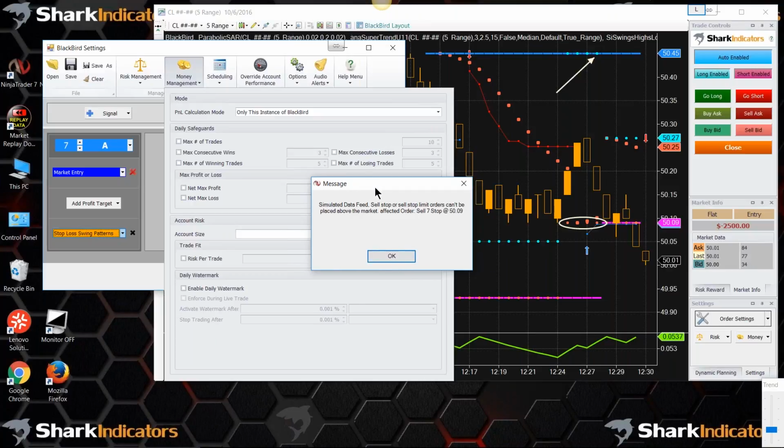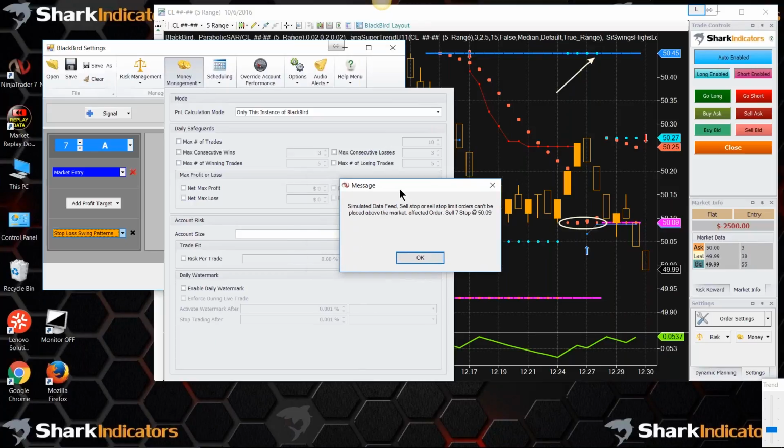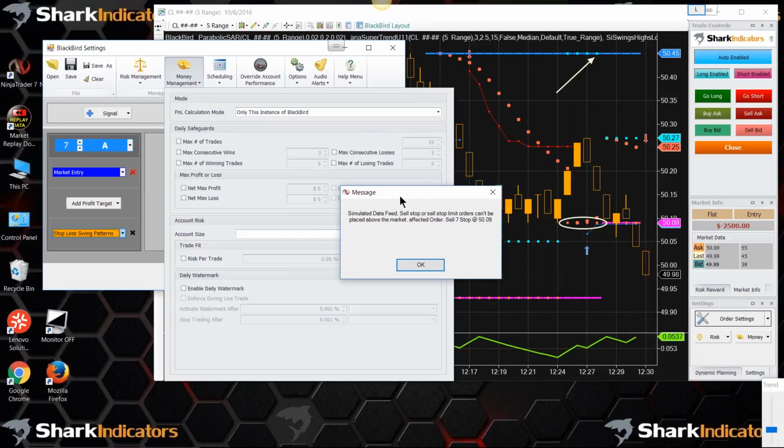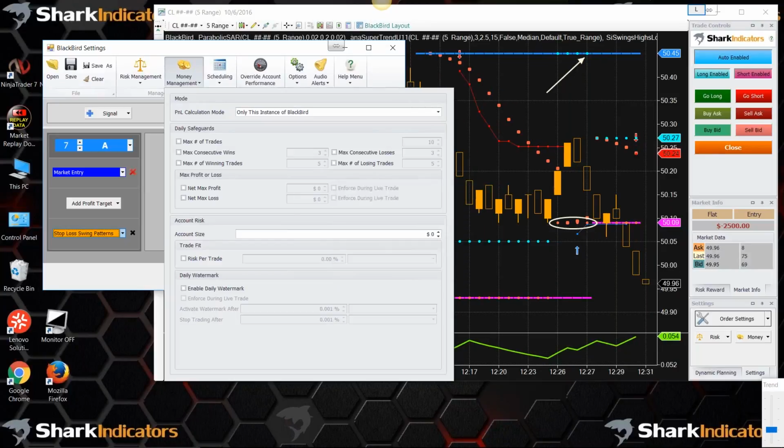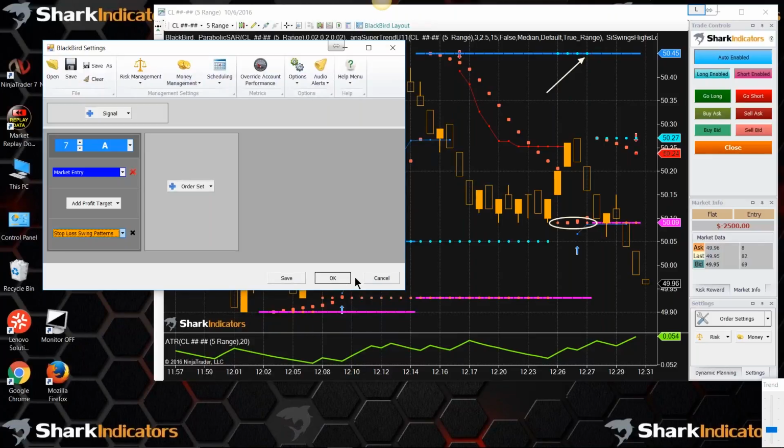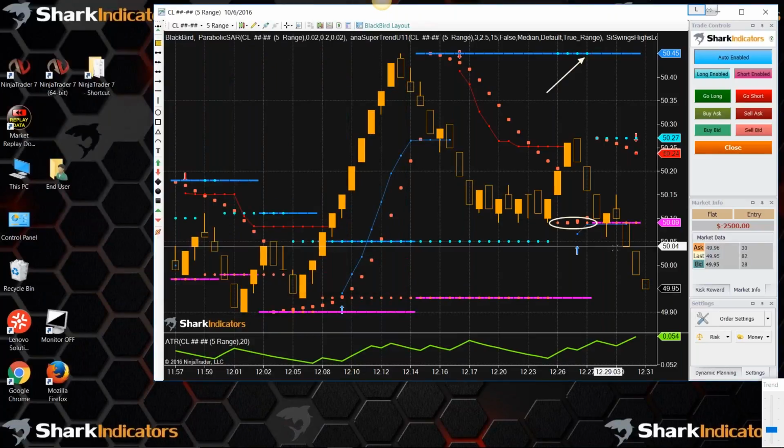There we go. Finally got it up. Wow, NinjaTrader is just running really slow. Yeah. But, okay, that kind of illustrated that.